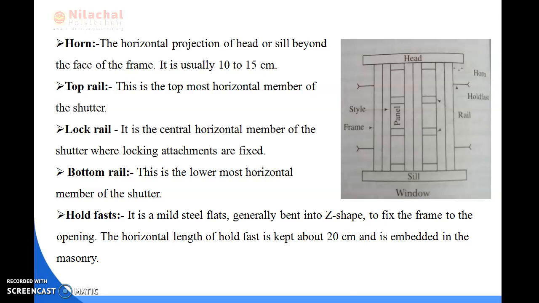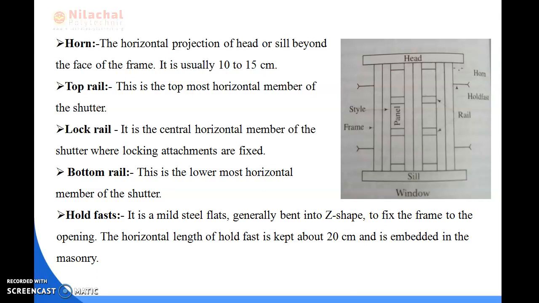Last one is the hold fast. What do you mean by hold fast? It is a mild steel flat generally bent into Z shape to fix the frame to the opening. The horizontal length of the hold fast is kept about 20 centimeter and is embedded in the masonry. I have already shown the diagram here. This is the hold fast, constructed of mild steel, with a length of about 20 centimeter.